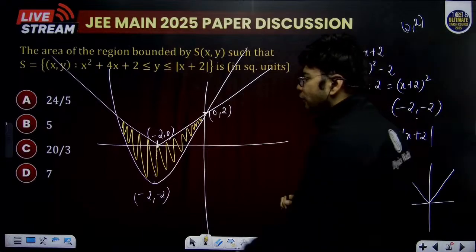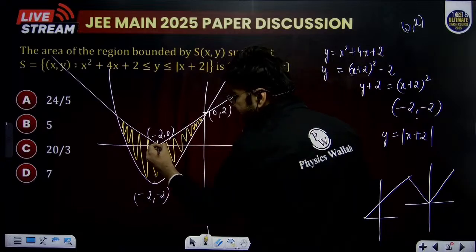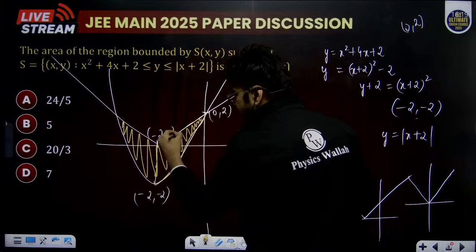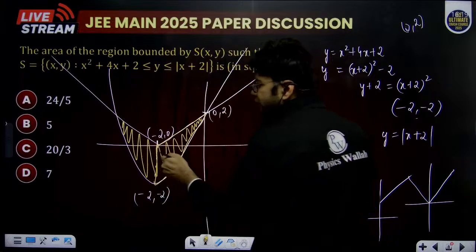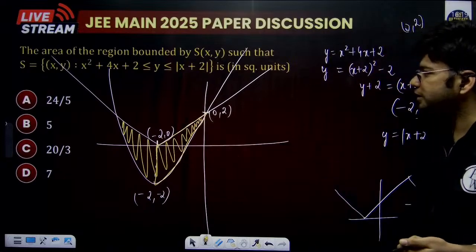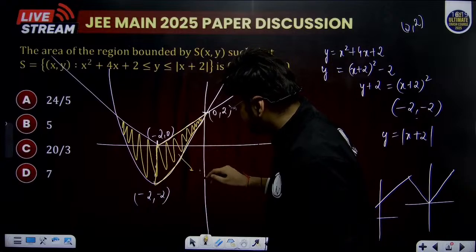Right? You want to find the area of this region. Now what you can do is, I can simply find the area of this particular region and multiply it by 2 to get the area of the entire region. So let's find out this area, A1.